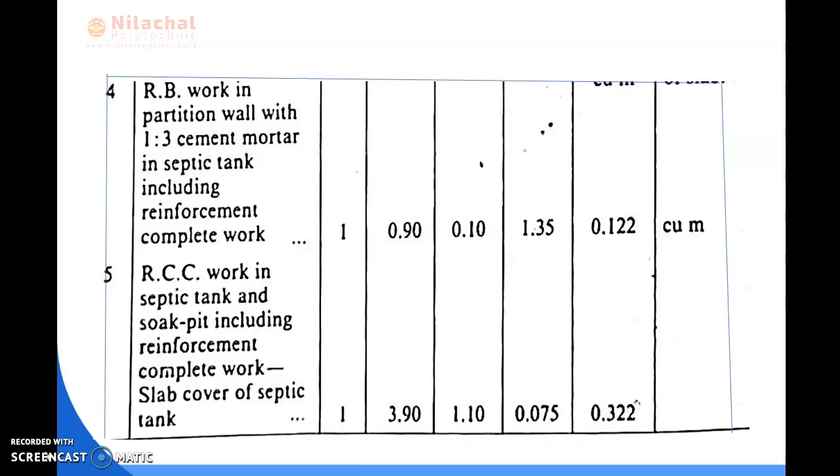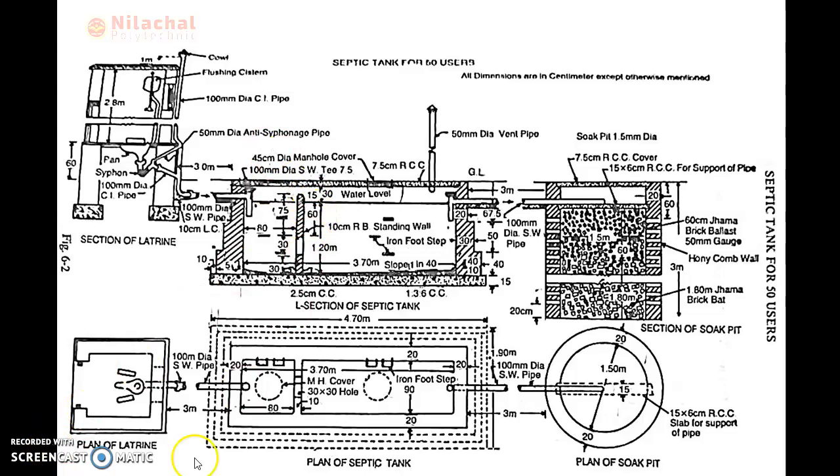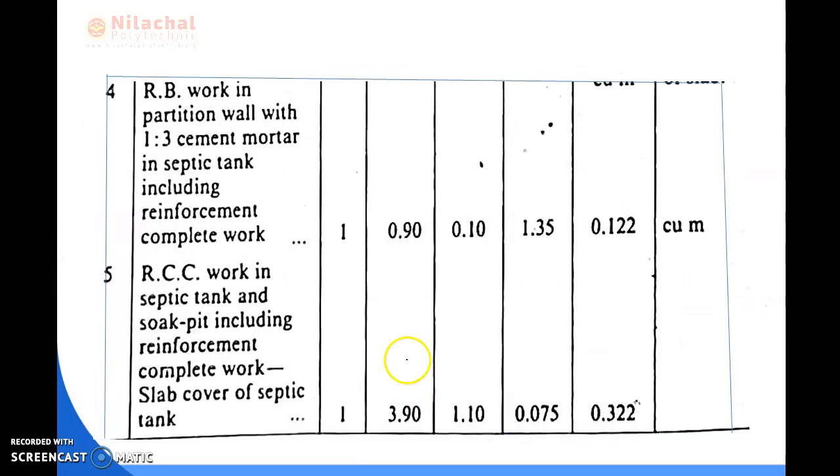First of all we define the length, breadth and height. We need to check what the RB wall is. Here the RB wall, 10 centimeter thick, is provided in between. The total length of the RB wall we need to calculate first. The length of this wall is clearly indicated here, which is 0.9. So we can write the length as 0.9.